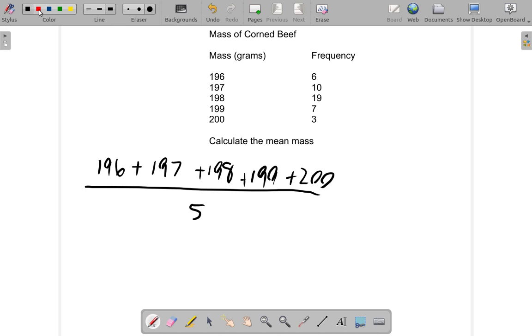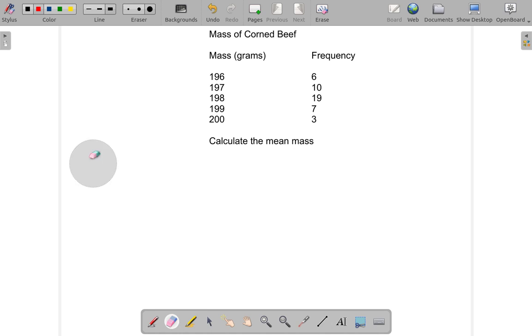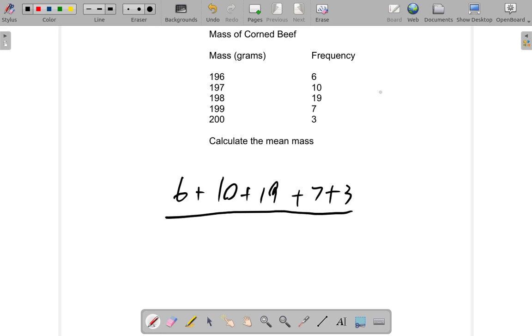No, that would be wrong. You can't do it that way. The other mistake someone might make is to say 6 plus 10 plus 19 plus 7 plus 3, and all over 1, 2, 3, 4, 5. You sum them and divide by 5 of them. No, that would be wrong also.